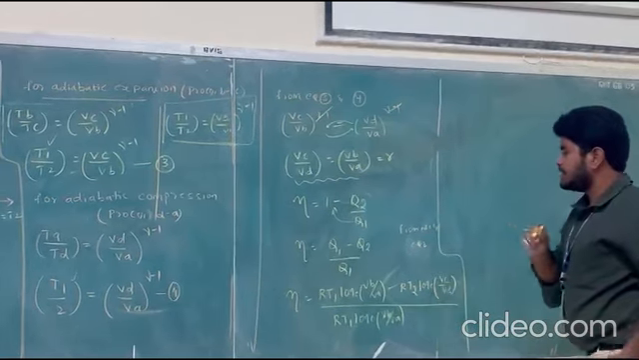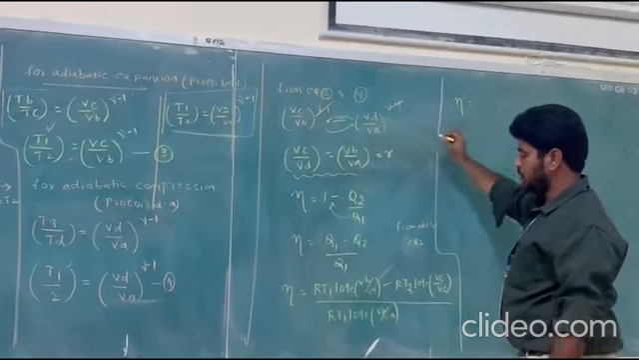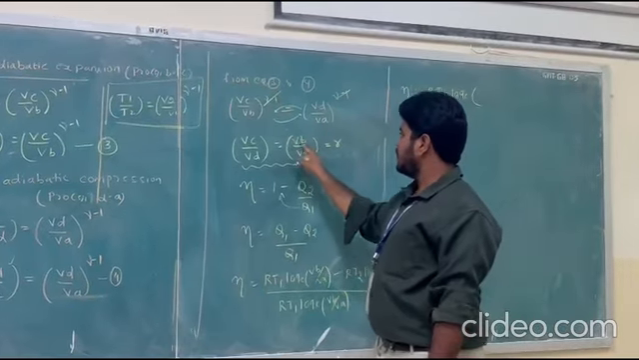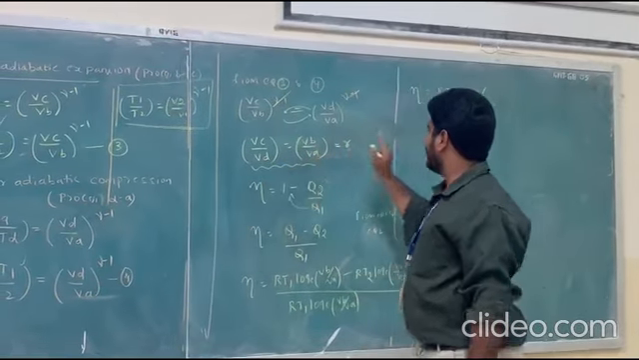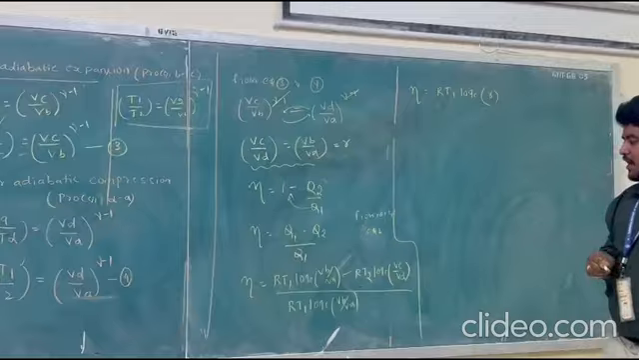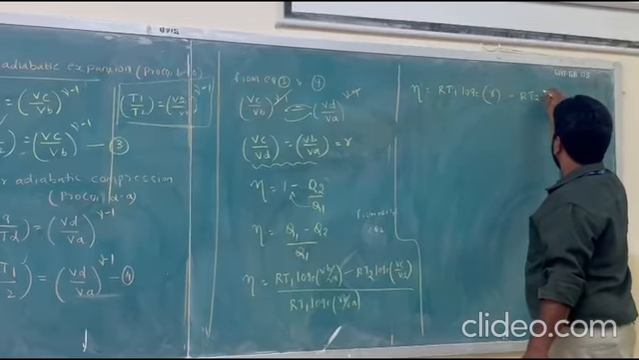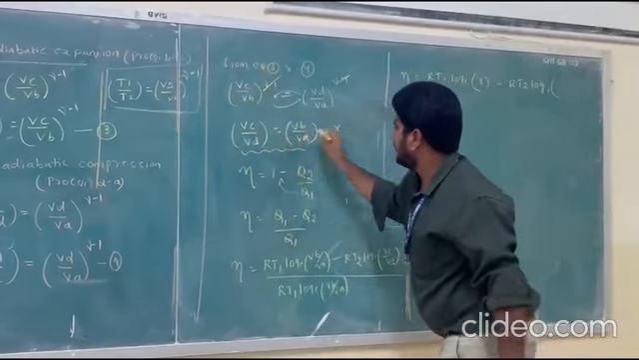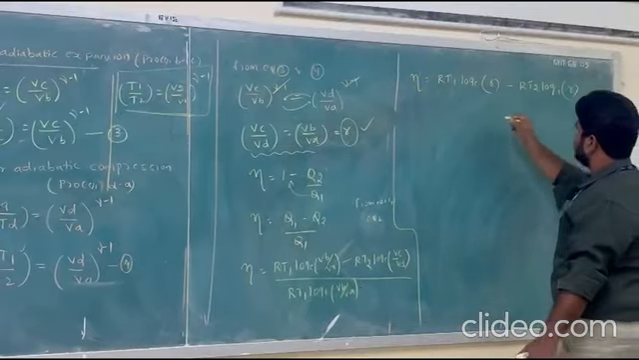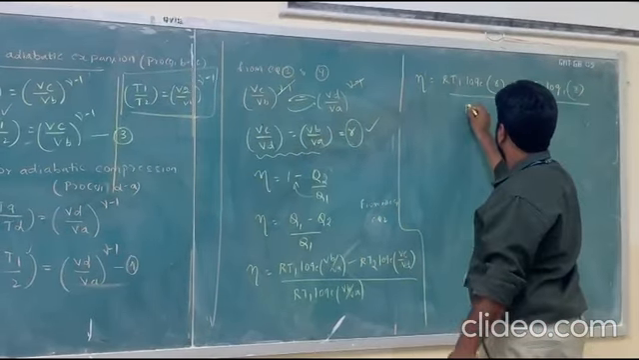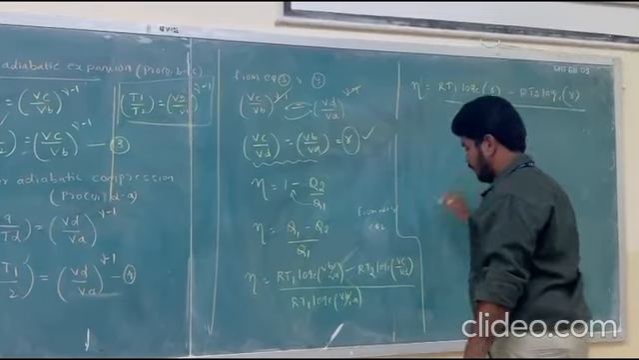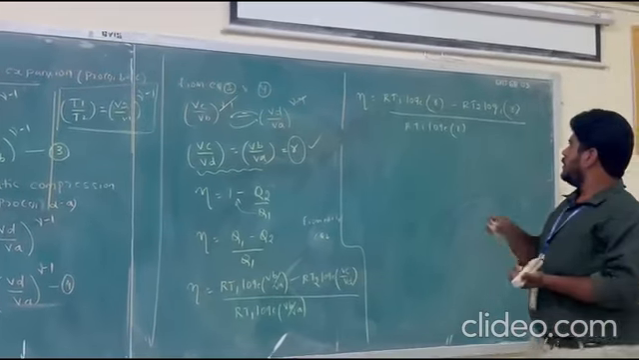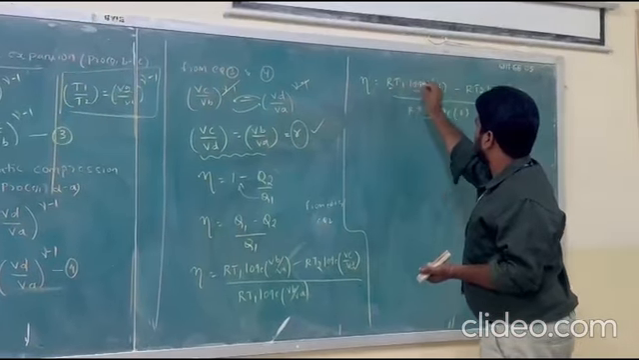Now from this equation, we can see that efficiency is equal to R T1 log of, as I told, VB by VA, in place of VB by VA and VC by VD, we can take R. So I take the compression or expansion ratio R: R T1 log e R minus R T2 log e of VC by VD. Again VC by VD can also be written as R. So I take it as R, whole divided by R T1 log e of, again VB by VA can be written as R.